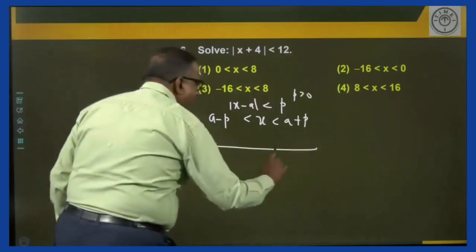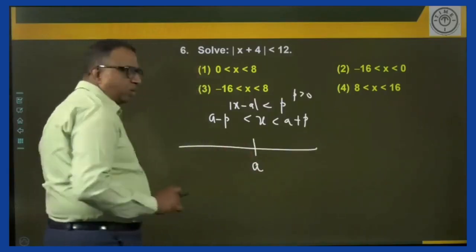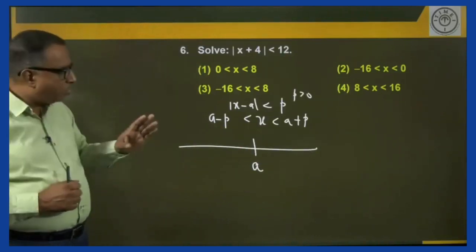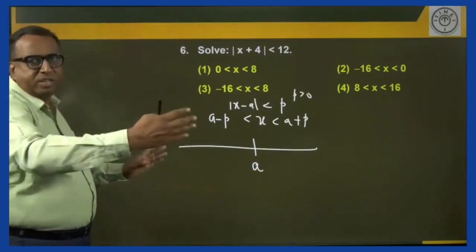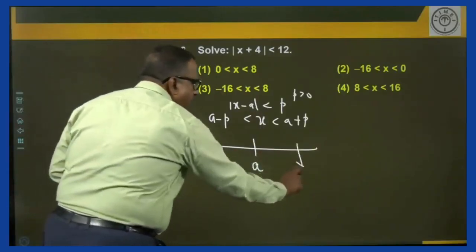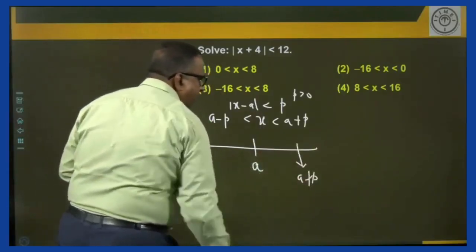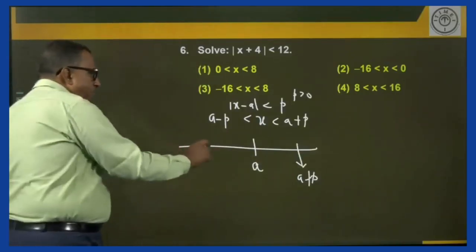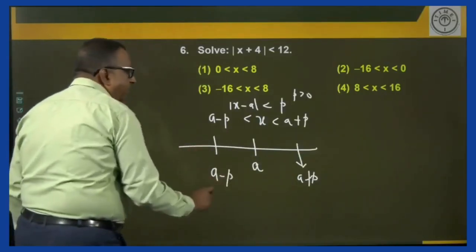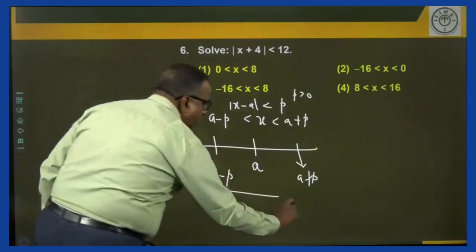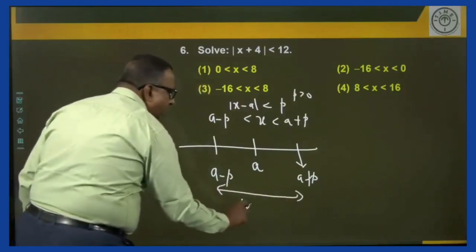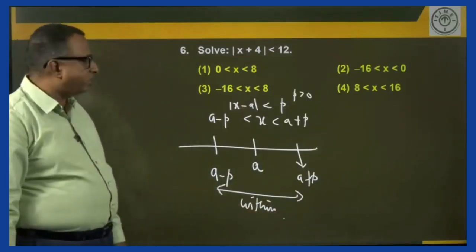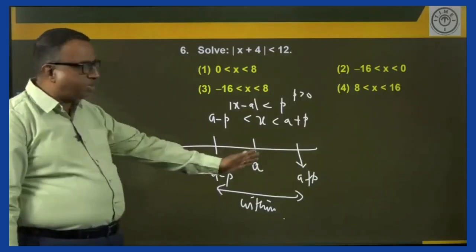On the number line, suppose you are at a. What is the meaning of mod x minus a? You are at a, p units to the right, that means a plus p. Right means add, left means subtract. P units to the right, you go to a plus p. P units to the left, you go to a minus p. And whenever you have less than, it means all numbers within a minus p and a plus p. The solution will be every number from a minus p to a plus p.